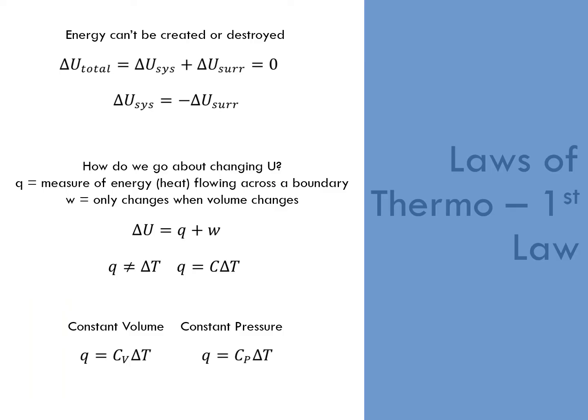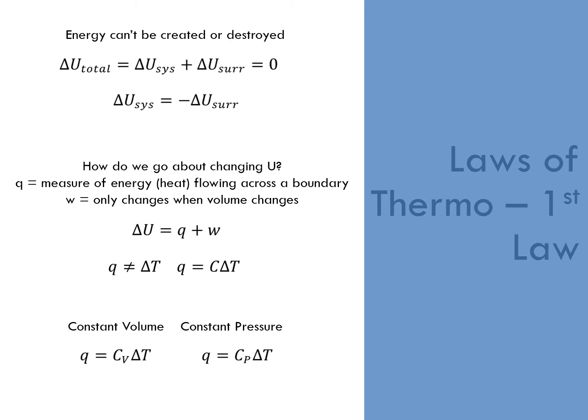So moving on to the first law of thermodynamics, we're going to be talking about energy, and energy cannot be created or destroyed. So the total energy is equal to the energy of the system plus the energy of the surroundings, which is equal to 0. If we rearrange this equation a little bit, we get the change in energy of the system is equal to the negative change in energy of the surroundings. But how do we go about changing U? We can use Q and W.